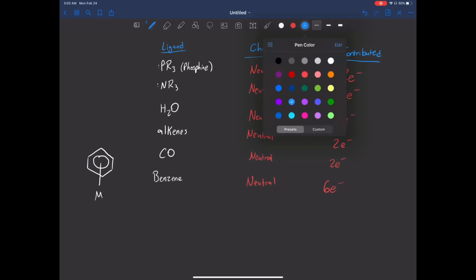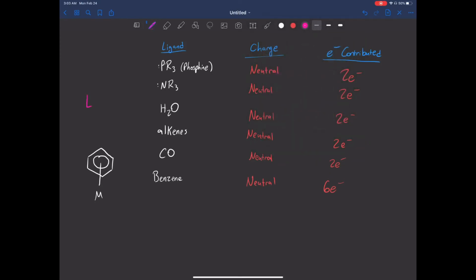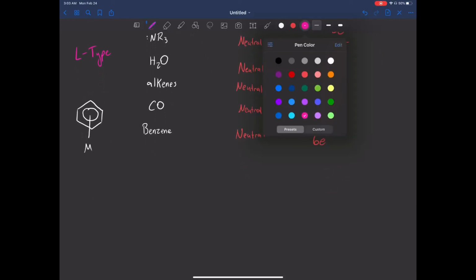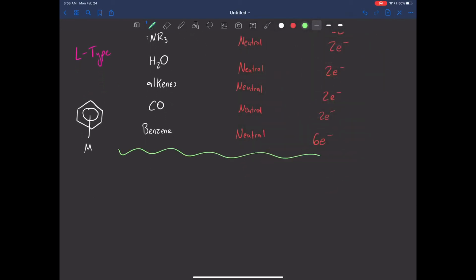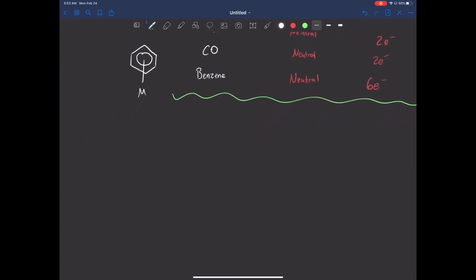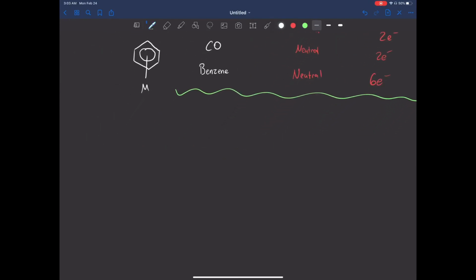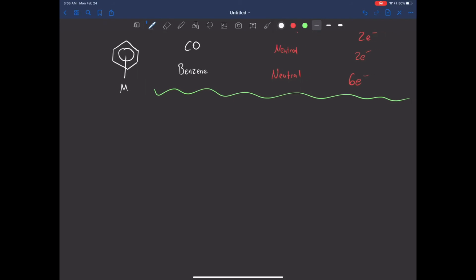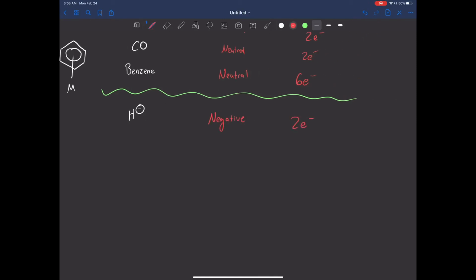These are going to be the L type. All right. Now our X type, these are the ligands that are negative, right? They can change our oxidation state. So what are these going to look like? Well, we have hydrogen. The hydrogen is going to have a negative charge when you dissociate it. So it's going to be negative. But again, still contributes 2 electrons.